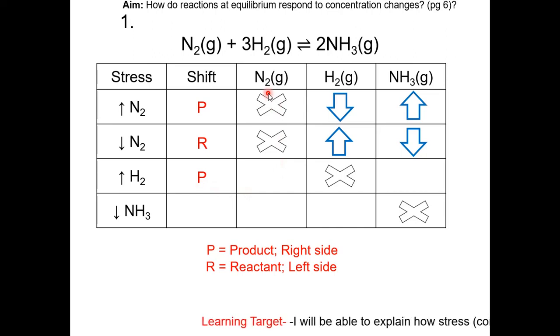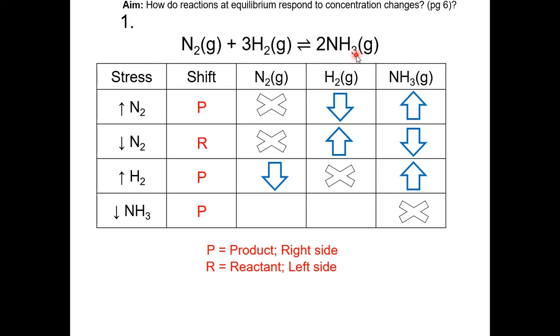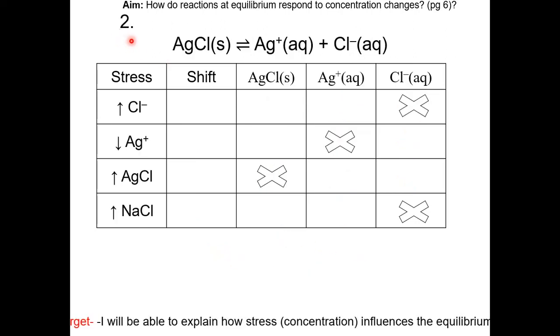Since N2 is on the reactant side, it would decrease. NH3 is on the product side, therefore it will increase. In the last one, we're decreasing the concentration of NH3. Since NH3 is on the product side, by decreasing it, we'll shift to the same side, which is the product side. Since N2 and H2 are on the reactant side, they would decrease in concentration.